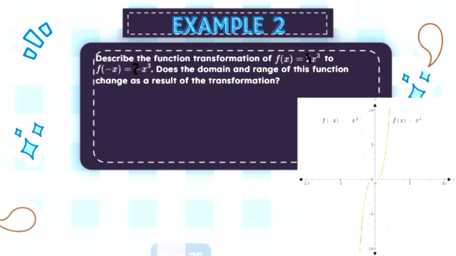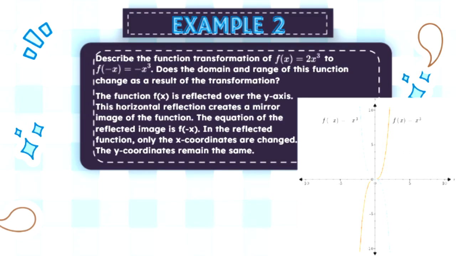So we're going to describe this transformation. The function f of x is reflected over the y-axis. This horizontal reflection creates a mirror image of the function. The equation of the reflected image is f of negative x. In the reflected function, only the x-coordinates are changed. The y-coordinates remain the same.